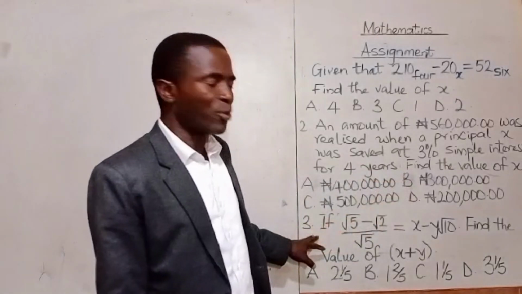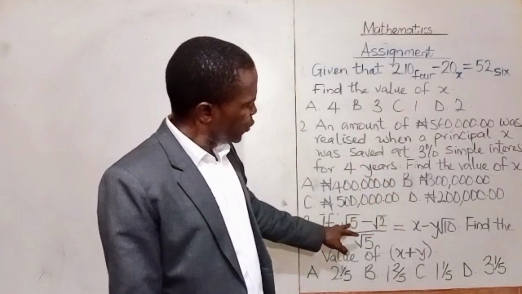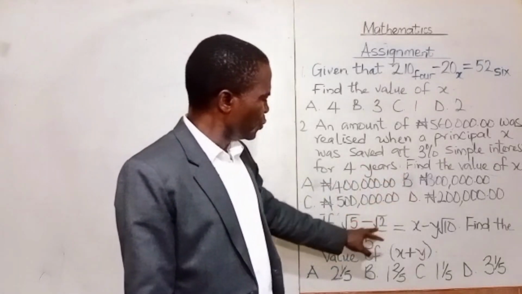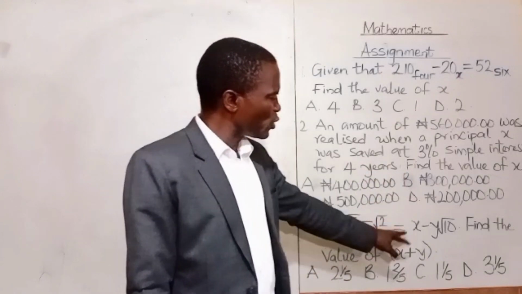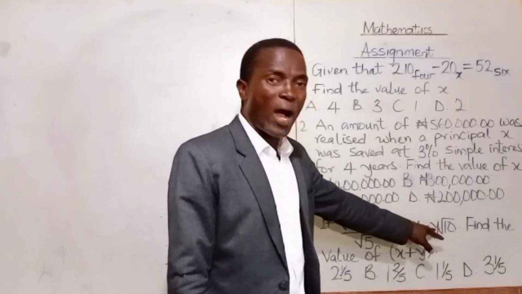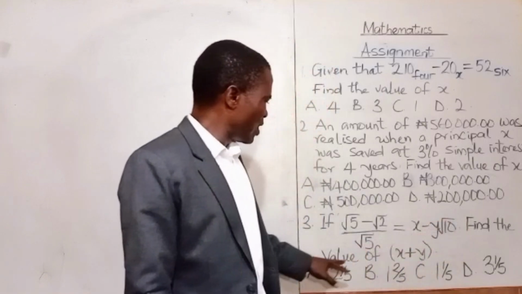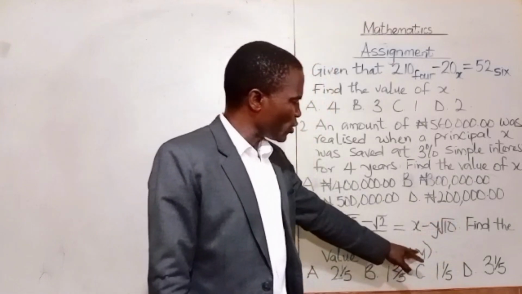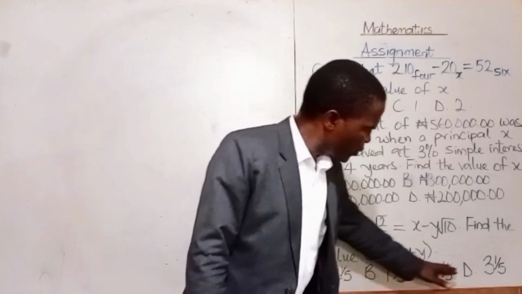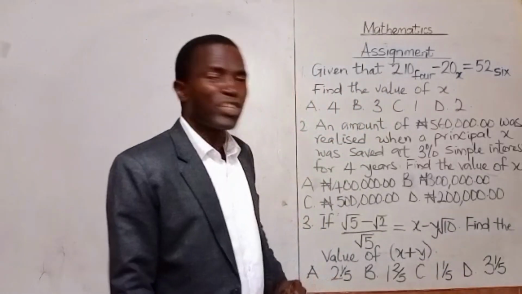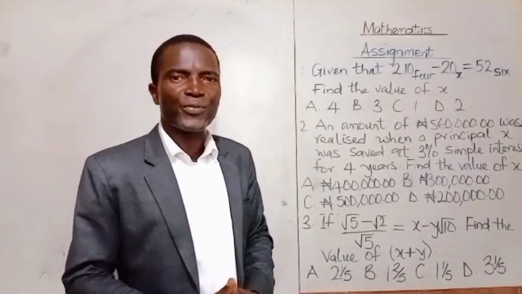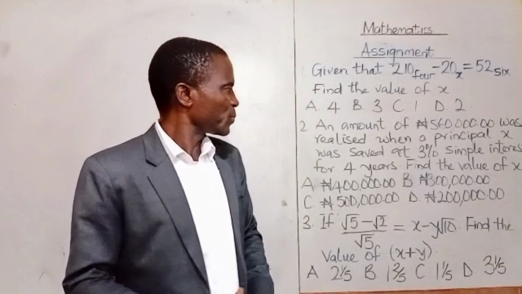Now we have number 3. If root 5 minus root 2 divided by root 5 is equal to x minus 5 minus y root 10, find the value of x plus y. Here are the options as well. So choose the appropriate option and forward it to the comment section.